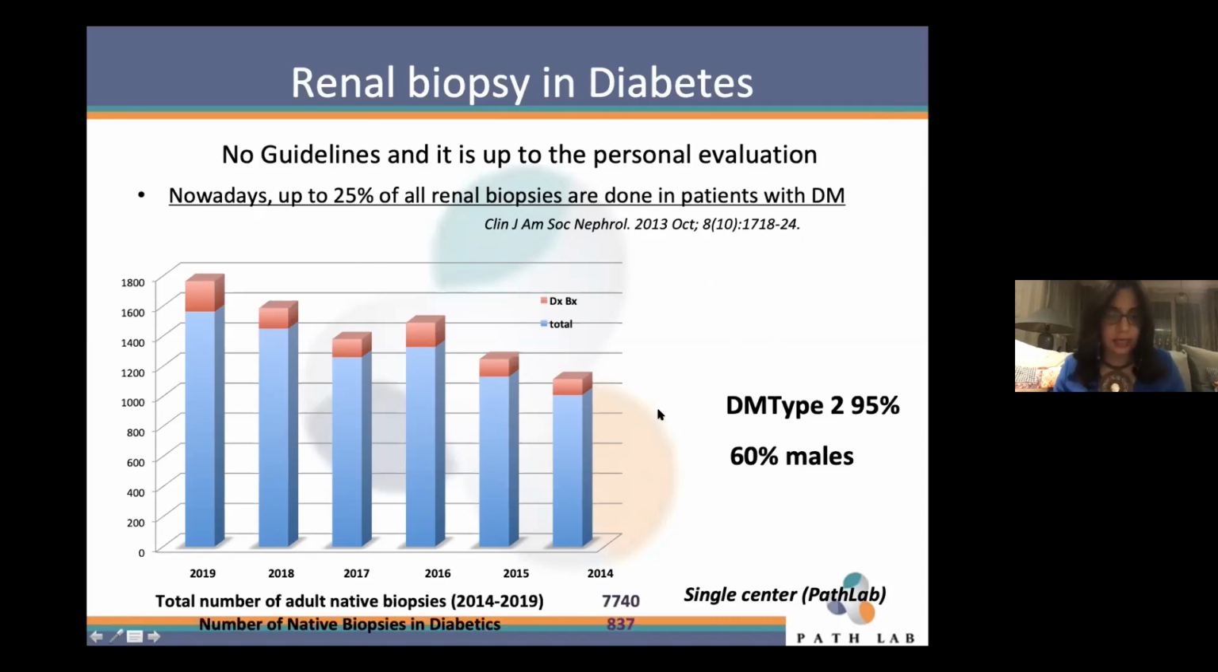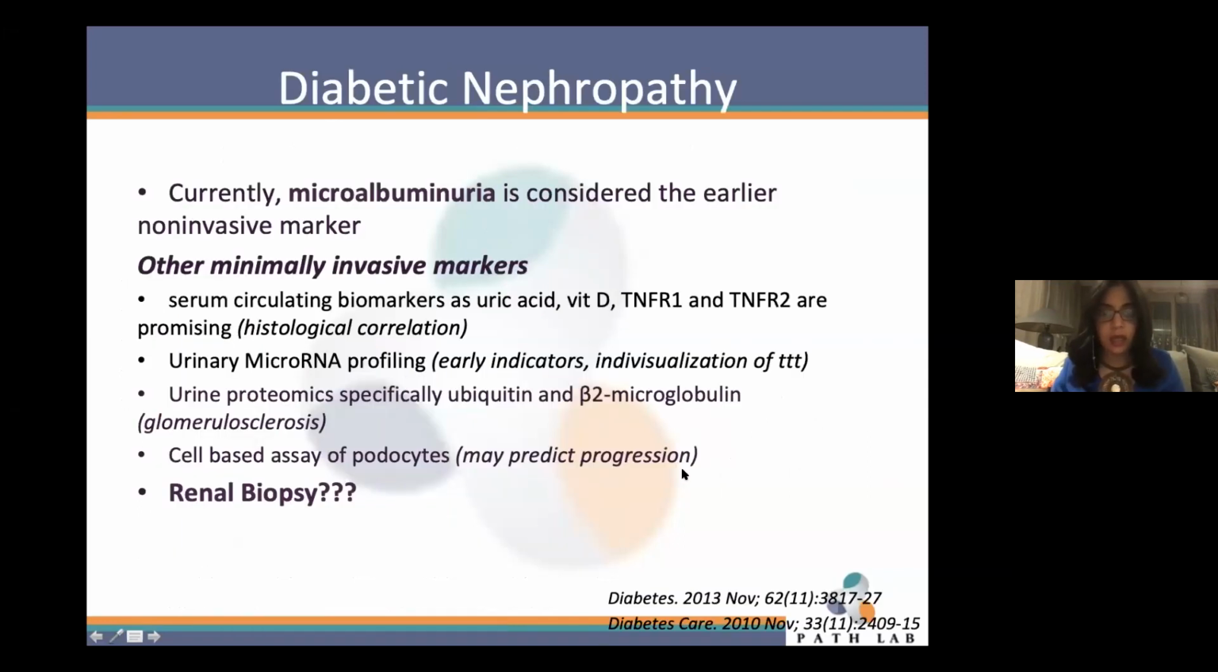Now, this is our patient population, and I want to show you the numbers. This is the total number of the native biopsies, again, from 2014 to 2019, we had 7,740 biopsies. Only 837 of them were in diabetics. 95% of the patients were type 2 diabetes and 60% were males, and that's 11%. 11% of our biopsies are in diabetics. We're not even close to that 25%. This is our biopsy practice in Egypt.